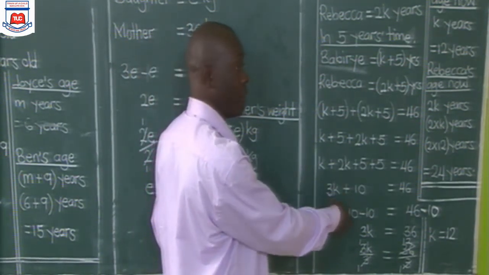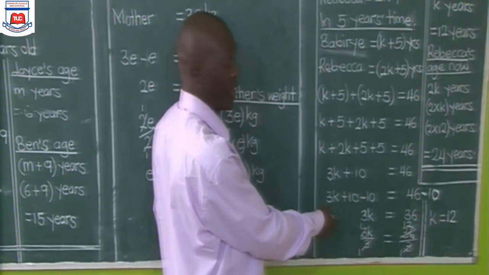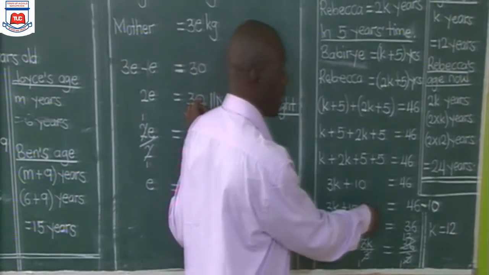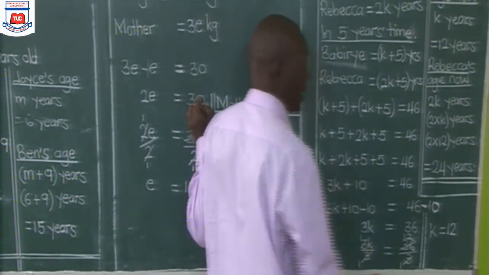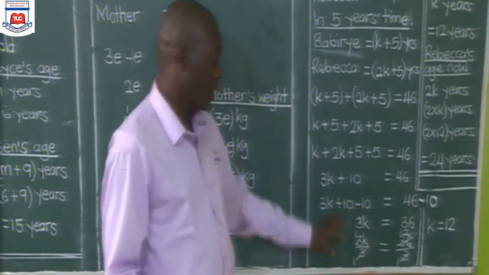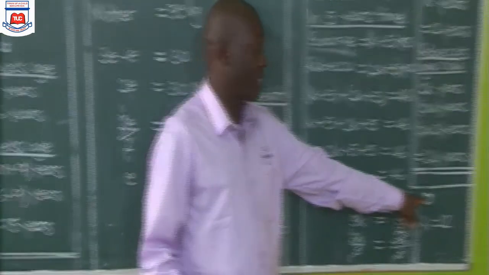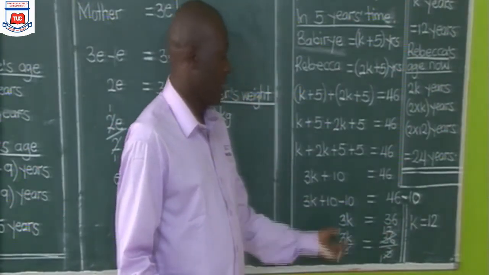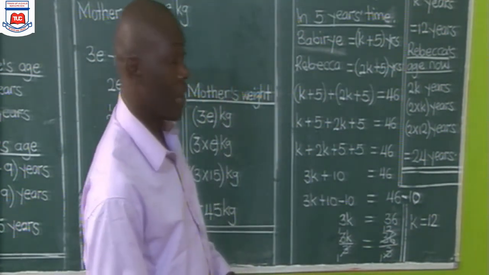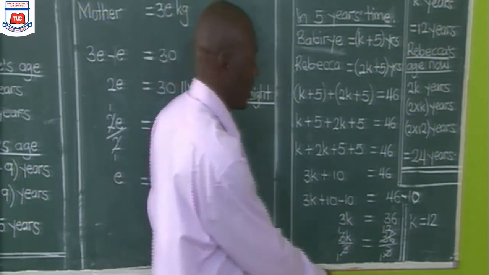Continue. Wherever I've got a plus sign of addition, introduce a minus sign of subtraction operation to spoil the game. You say 3K plus 10 minus 10 equals 46 minus 10. You know 10 minus 10 is a 0, thereby remaining with 3K this side, and the difference between 46 and 10 is 36. If 3K are equal to 36, what about a single K? That necessitates division of either side by 3.